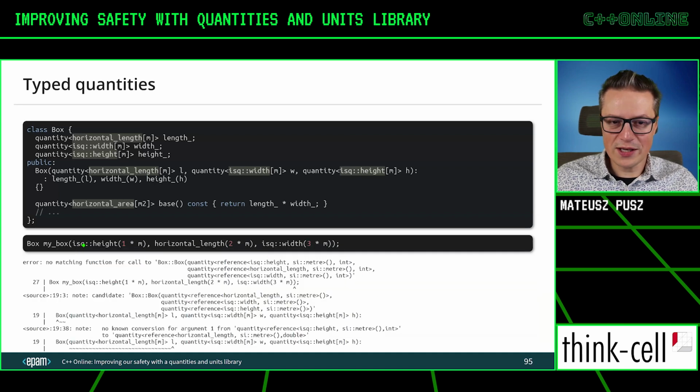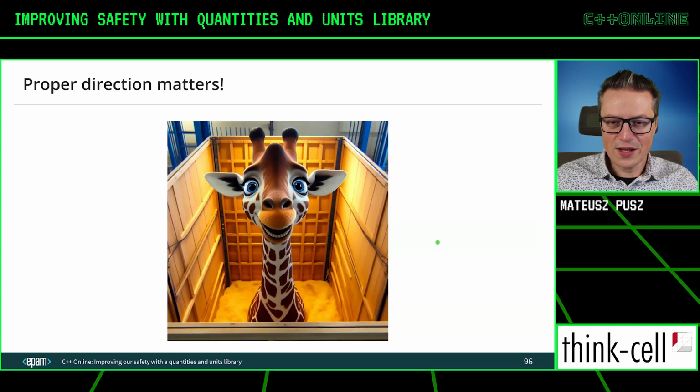If I make that mistake here, and pass height to horizontal length, I will get a nice error saying that basically there is a mismatch. No conversion from argument height to horizontal length. And then you end up with proper calculations and always having proper enclosure to your animal, giraffe in this case, right?